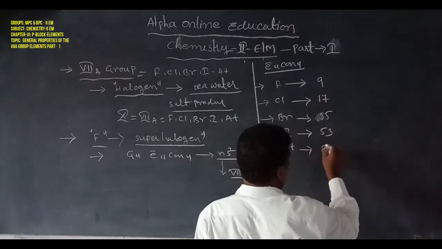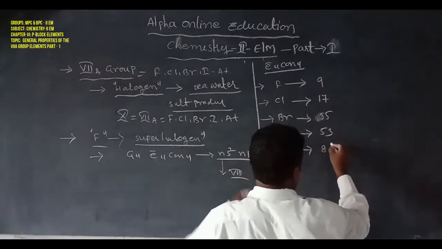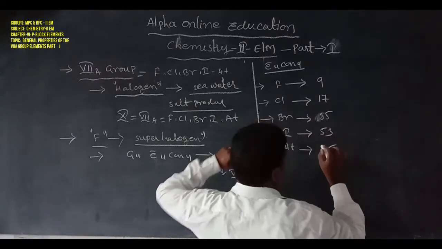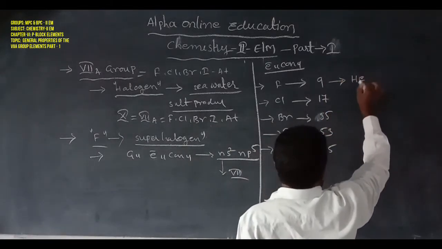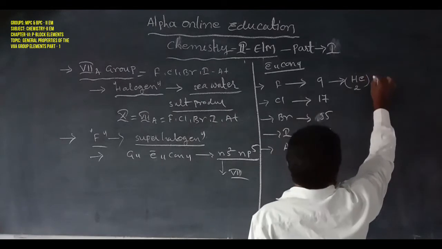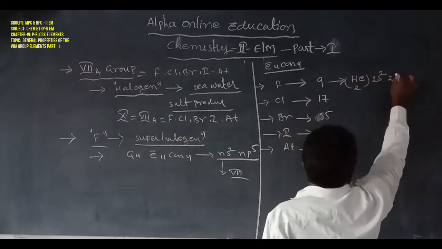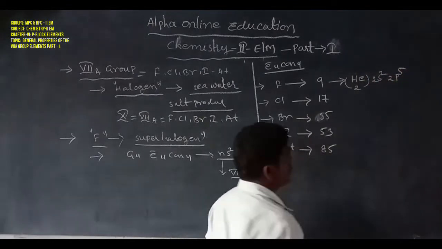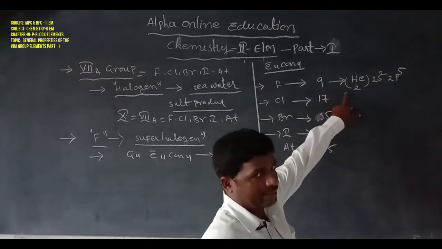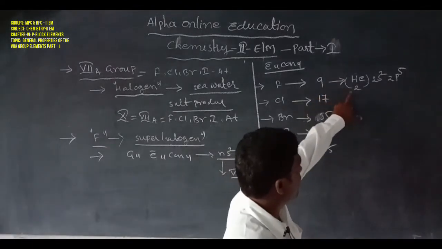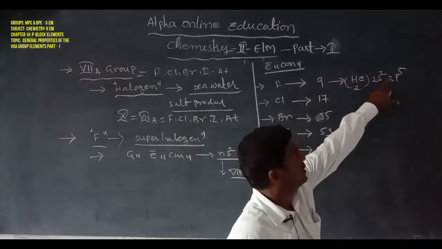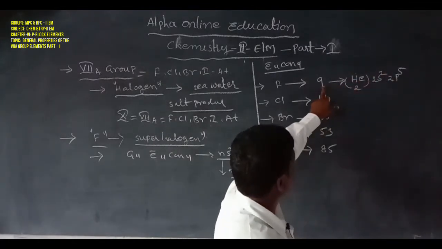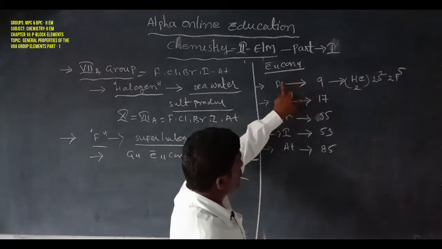Astatine has atomic number 85. The electron configuration of fluorine is helium, atomic number 2, then 2s2 2p5. Helium 2, plus 2 is 4, plus 5 is 9, which is the atomic number of fluorine.